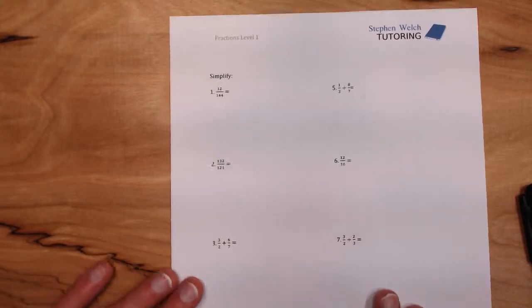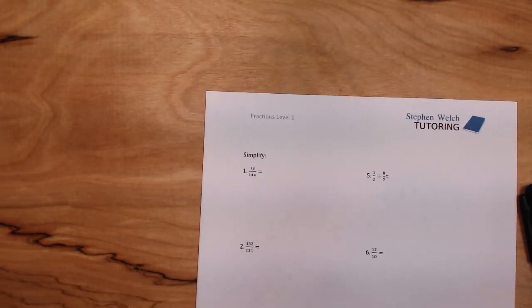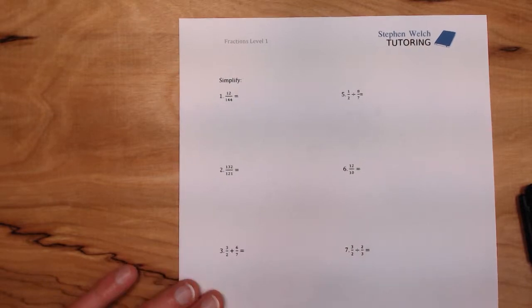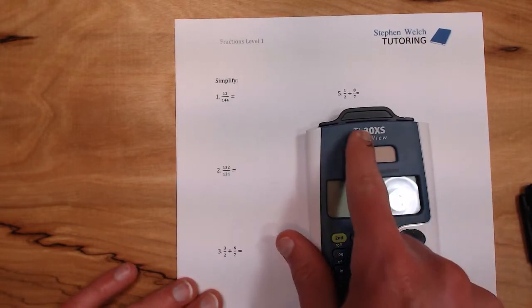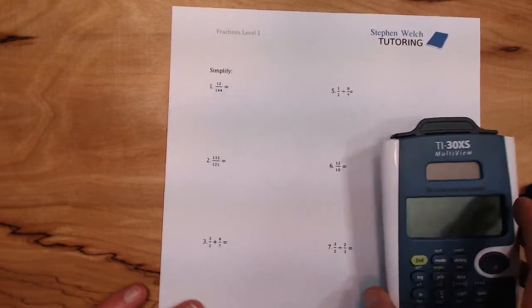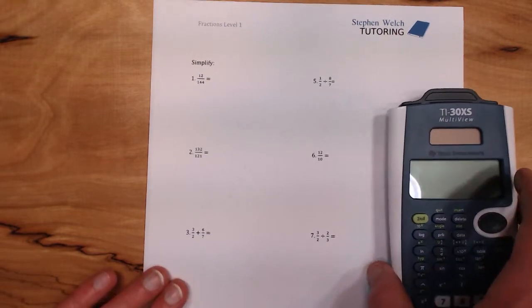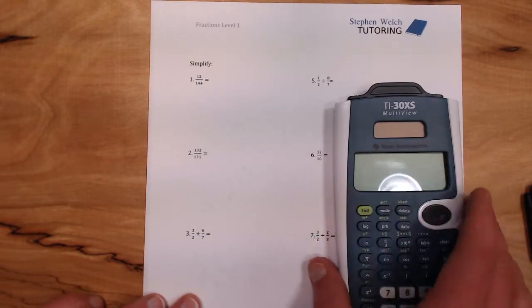All right, this is the Fractions Level 1 worksheet. Here we're going to make pretty heavy use of your calculator. If you don't have a 30 or a 36, do your best to get one before the test. You should have one, but if you don't, then it's really going to slow you down.